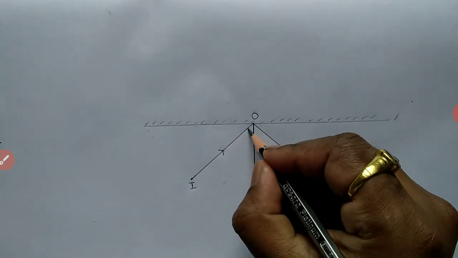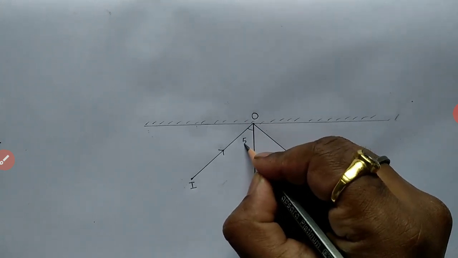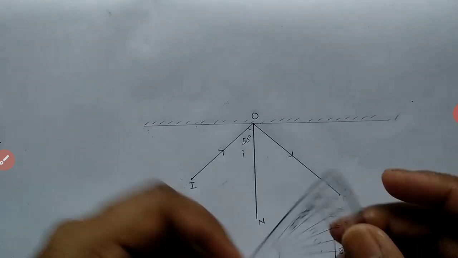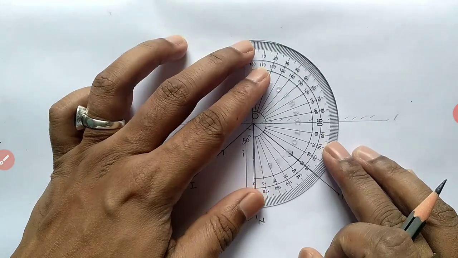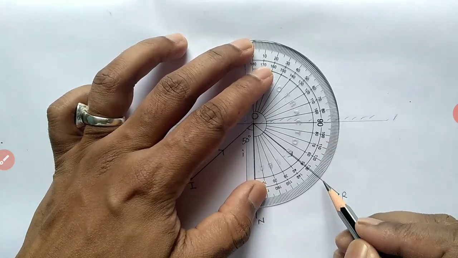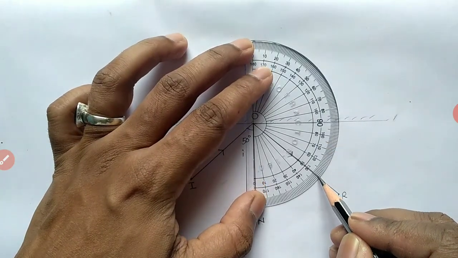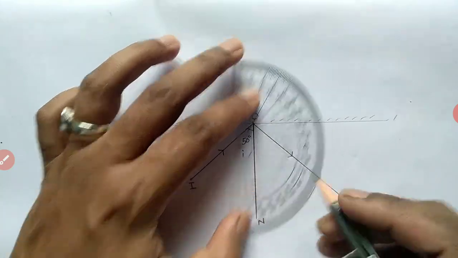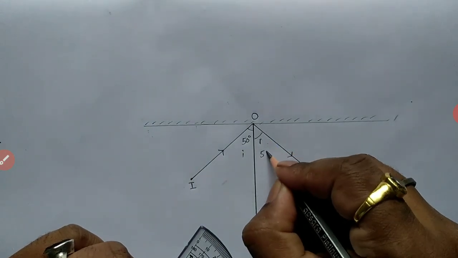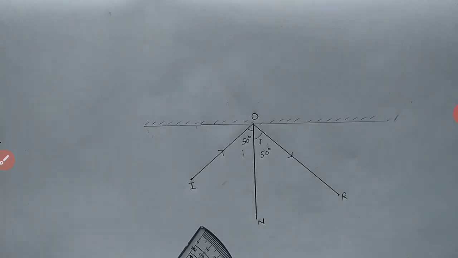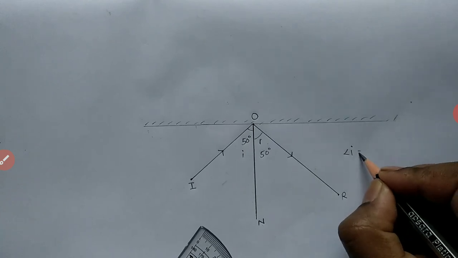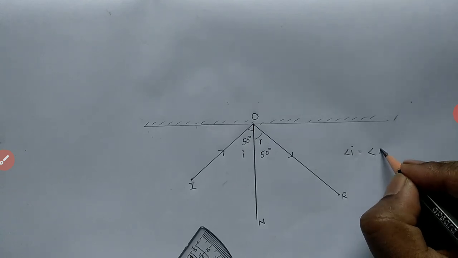Now measuring these angles, the angle of incidence was around 50 degree. Now I have to measure the angle of reflection. This is my angle of reflection. It should also come 50 degree. As you can see here, it is coming 50 degree. Since it is coming 50 degree here, my first law of reflection, that the angle of incidence is equal to the angle of reflection, is verified. So angle I is equal to angle R, which is verified.